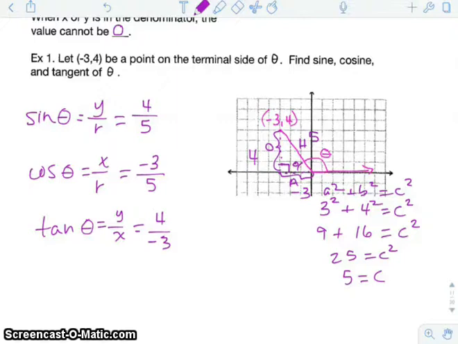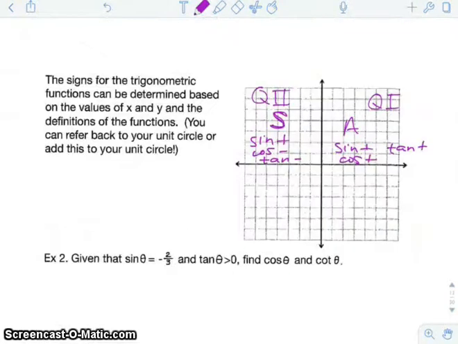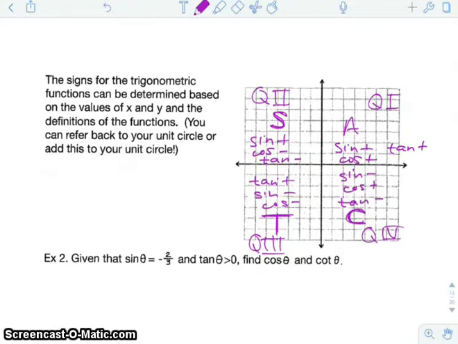In the third quadrant, tangent is the only one that is positive. So tangent is positive, sine is negative, and cosine is negative. Tangent is sine divided by cosine, and negative divided by negative leaves me with a positive. And then in quadrant 4, the only one that's positive is cosine. So sine is negative, cosine is positive, and tangent is negative.